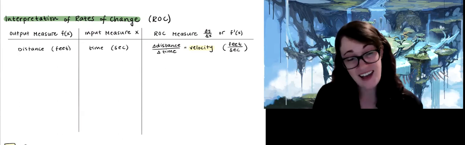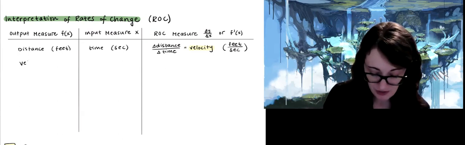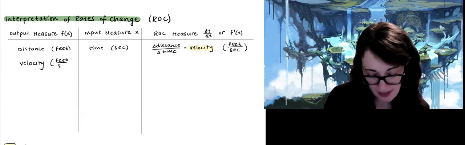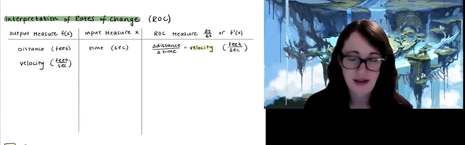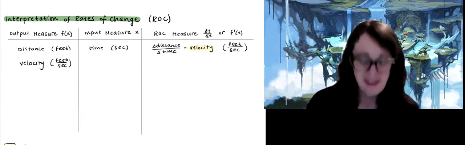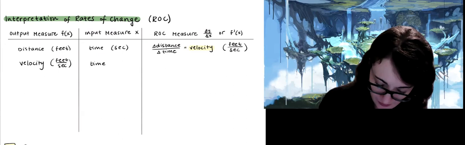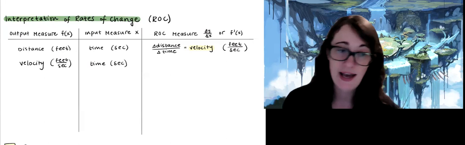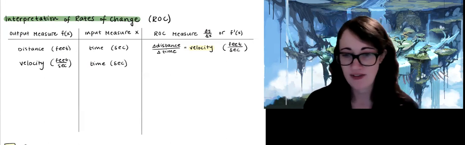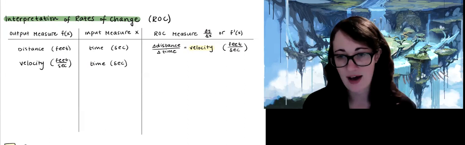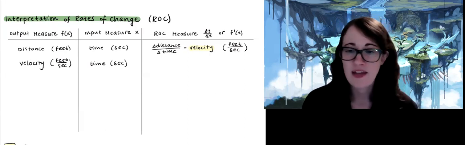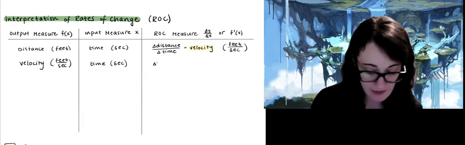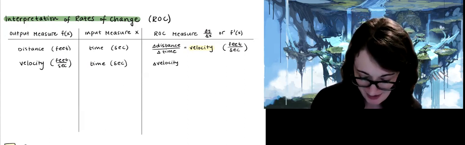If we are instead looking at a function that measures velocity, so the output would be in feet per second, maybe miles per hour, whatever it is, and you are looking at a function with its input as time, so you're looking at velocity at certain times, and say again that we've got our time measured in seconds. Then if you want to find the rate of change of this function, that would be change in velocity over change in time.